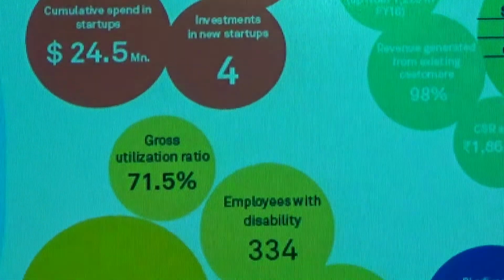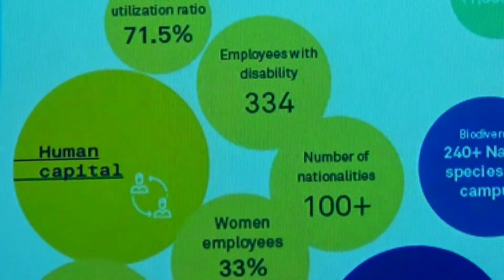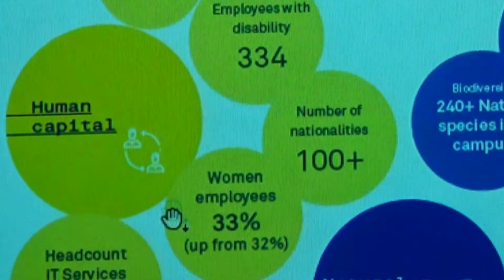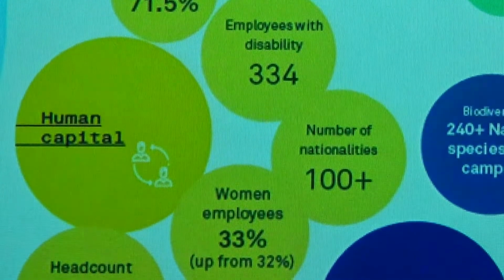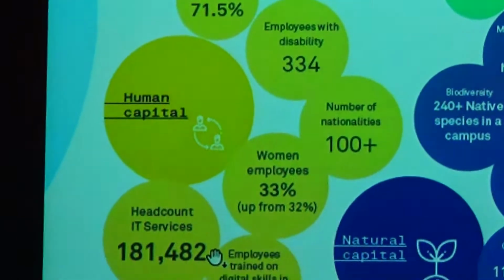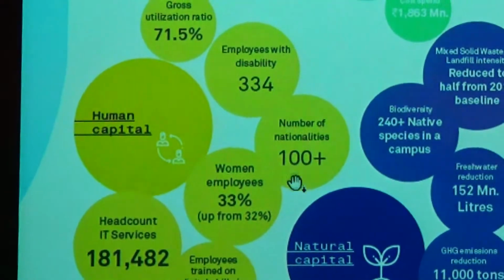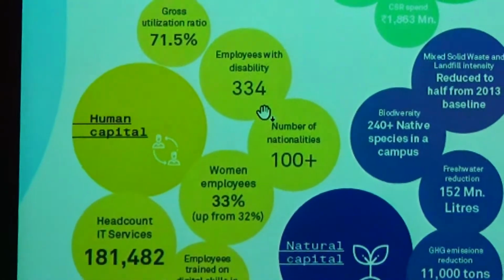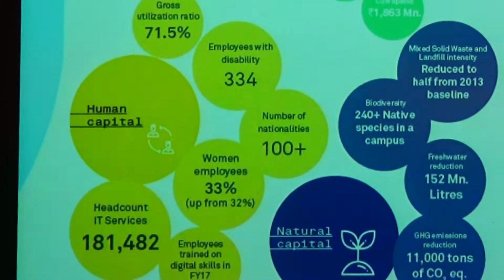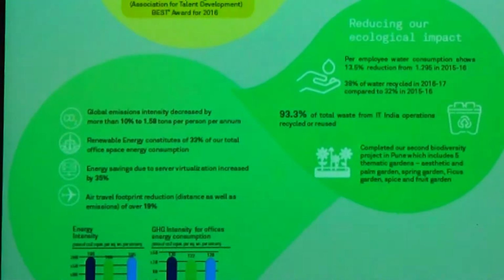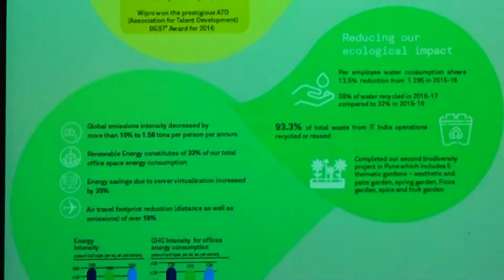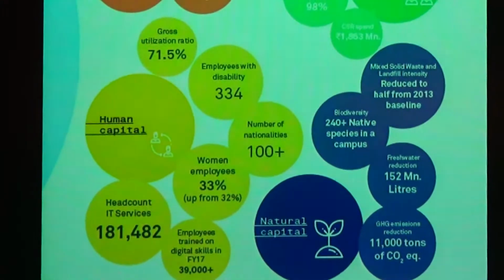The company's human capital. You can see here it constitutes 33% women. That's quite a good significant amount. The total workforce is this much. Number of nationalities, that's again important. That's 100+ nationalities that Wipro is carrying. It means the company has a presence in more than 100 countries, directly or indirectly. So that's how the company's performance we can see here is very important.